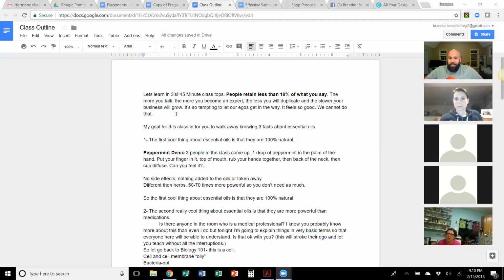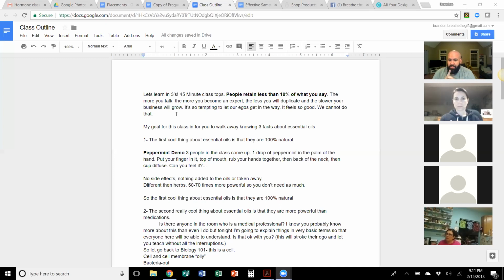With the power of these essential oils, they are a lot different than herbs. There are no side effects. There's nothing added or taken away from these oils, but they are a lot more powerful than herbs. With herbs, you take the whole plant, dry it out, and put it in a pill form or in a tea or something like that. Whereas the essential oil is distilled down, super potent, so a little bit goes a long way. Okay.